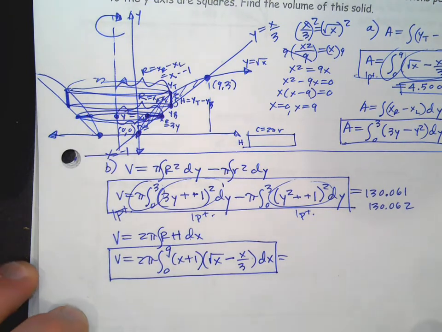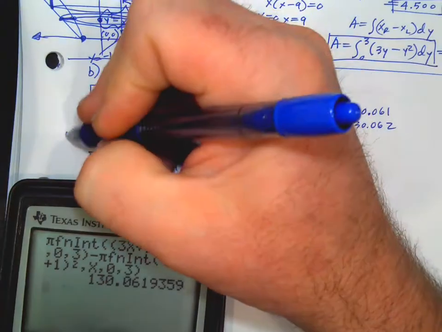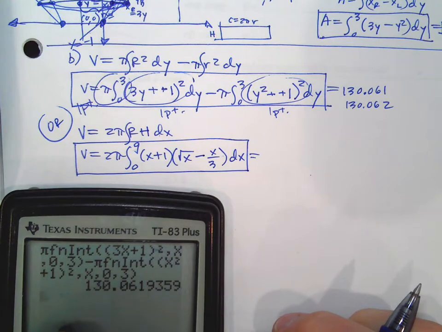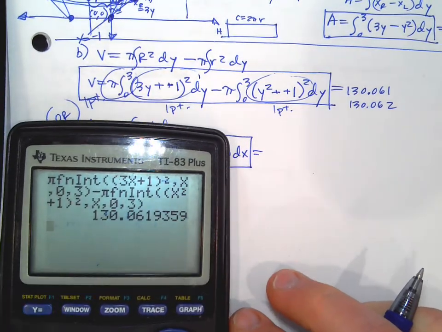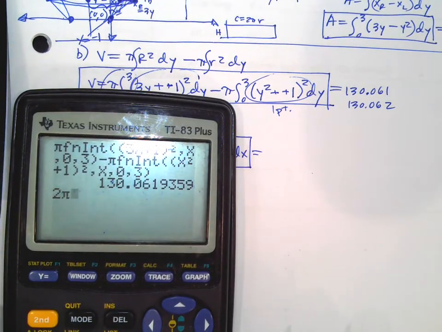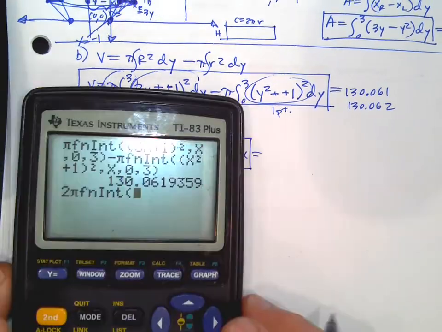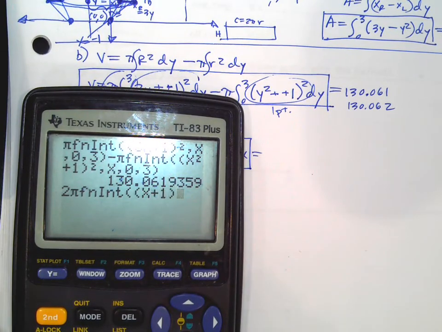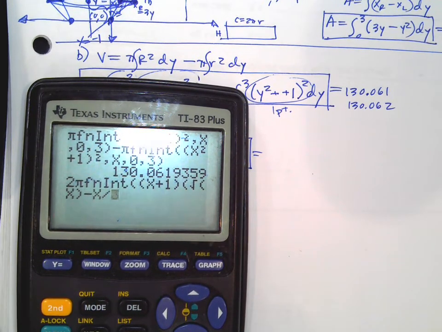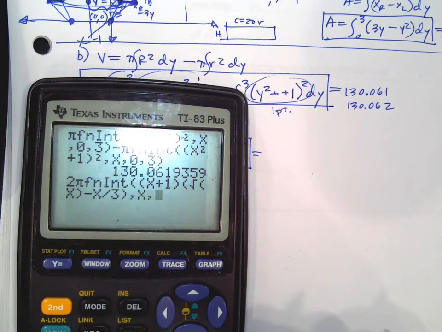And of course, we could do this by hand, but let's try it on the calculator, see if it gives us the same answer. So it's one way or the other. I mean, if you're good at both of these, the shell's maybe a little simpler. Okay, so we're going to do 2 pi math 9, parentheses x plus 1 parentheses square root of x minus x over 3 close comma x comma 0 comma 9.